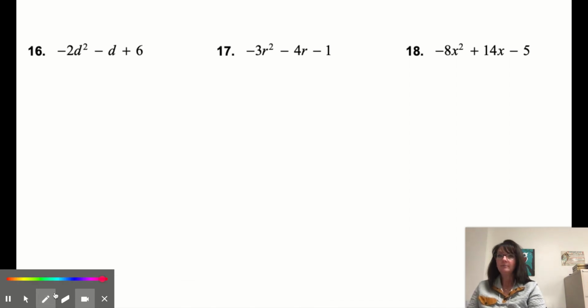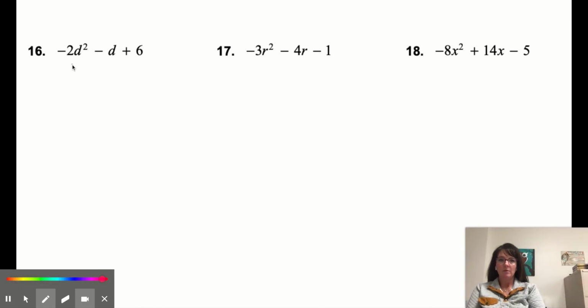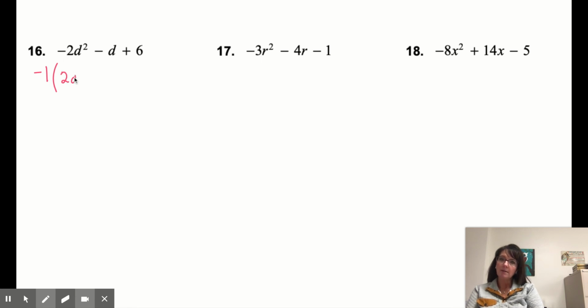All right, moving right along. In this next section, remember the first step is to look for a GCF. And since the leading coefficient is negative, we want to factor out a negative 1. So let's factor out a negative 1 here. If I factor out a negative 1, I'm going to be left with a positive 2d squared plus d minus 6. Now this is where I get to do the rainbow method, right? We've got to keep this negative 1 factor, but we can do the rainbow method right here.